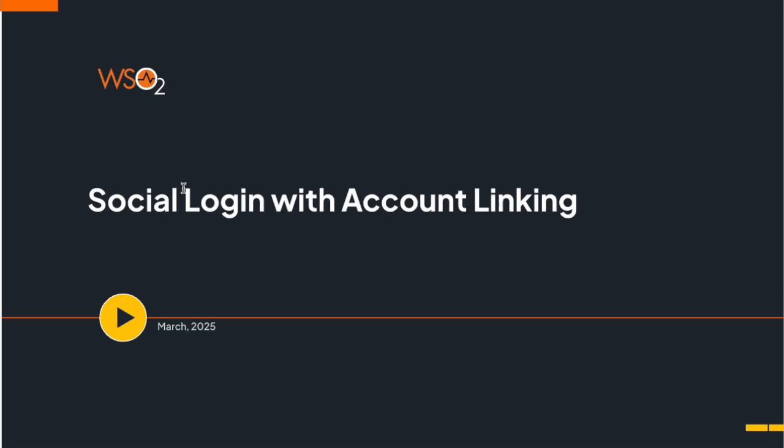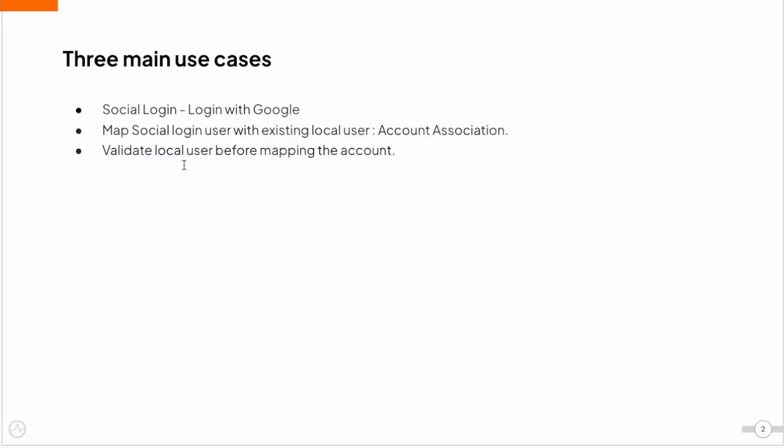If you have users in your user store or whatever the on-prem data store, you can associate these social users with your local users so that your local user will be able to access the applications once the social login happens. So under this we'll be talking about three main use cases.